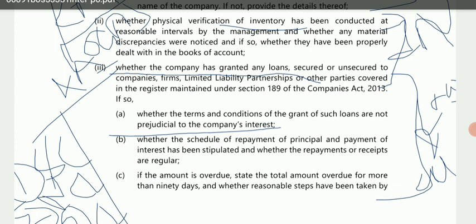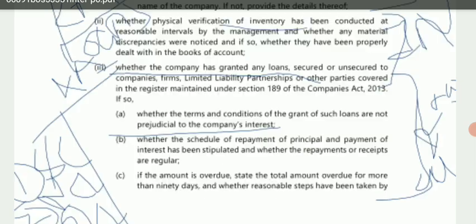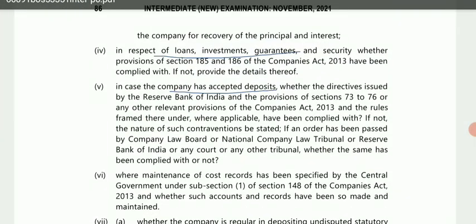Then the third point is, if the amount is overdue, state the total amount overdue for more than 90 days and whether reasonable steps have been taken by the company for the recovery of principal and interest.